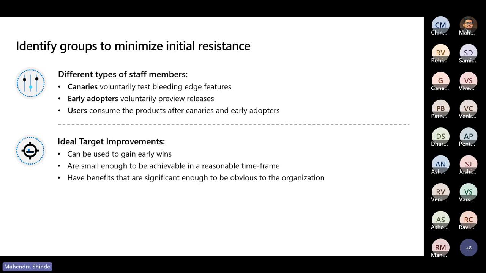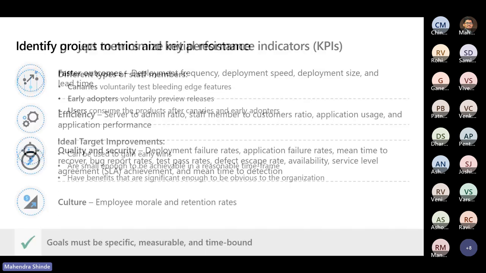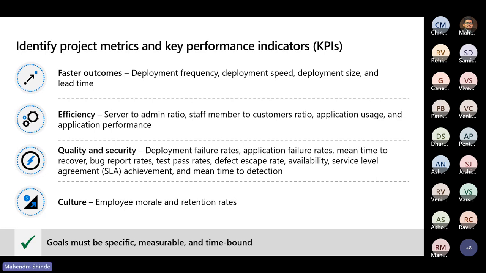And they should have obvious benefits to the organization, like mean time to fix the bug should be reduced, the amount of unplanned work is reduced, something like that. You should have clear goals there. These are the KPIs. DevOps, why do people implement DevOps? Because they want faster outcomes: deployment frequency increased, deployment speed, deployment size, etc.